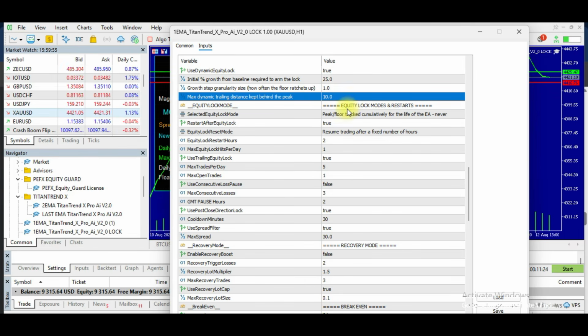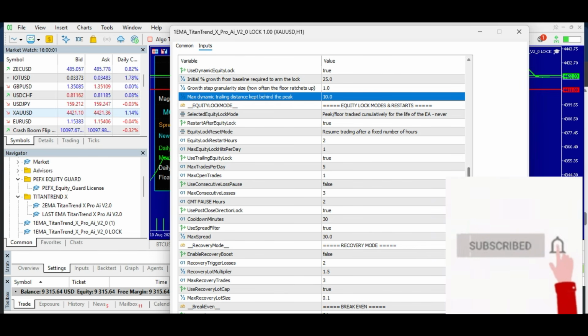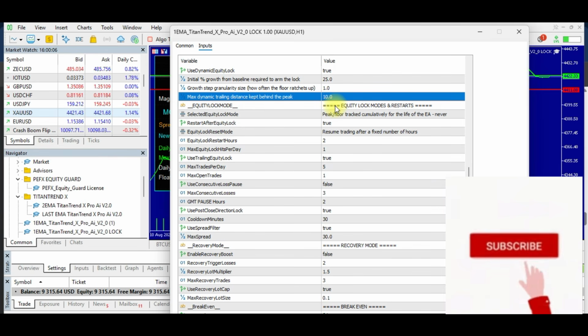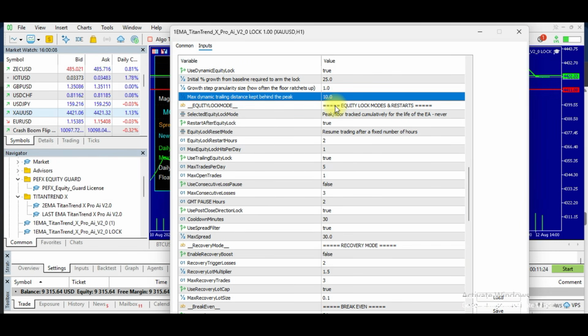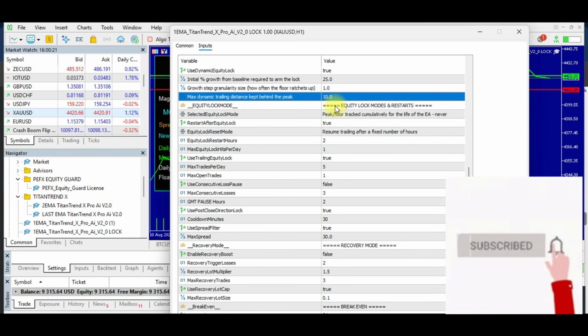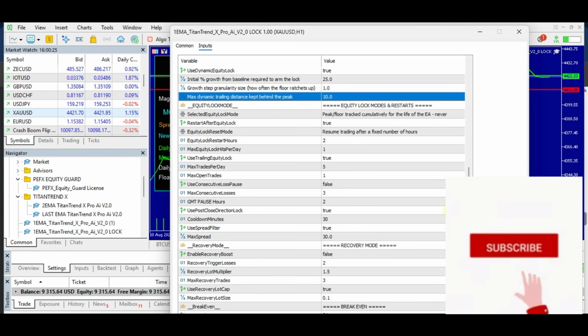Now, when you come here, you have what they call equity lock mode and restart. If any of these hits, it will display on the dashboard panel on the chart. You will see it manifesting there. I will show you guys. So please stay on this video till the end, I beg of you. It is very important for you to see all these things and watch how all of them manifest.